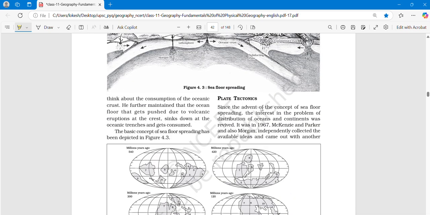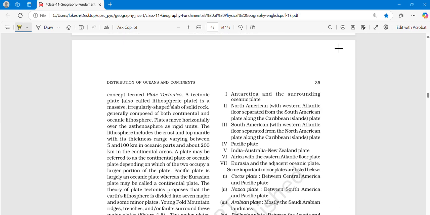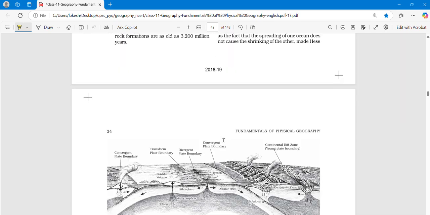Since the advent of plate tectonics, the interesting problem of the distribution of oceans and continents was revived. It was in 1967 that McKenzie and Parker, and also Morgan, independently collected ideas and came out with another concept called plate tectonics. A tectonic plate, also called a lithospheric plate, is a massive irregular-shaped slab of solid rock.